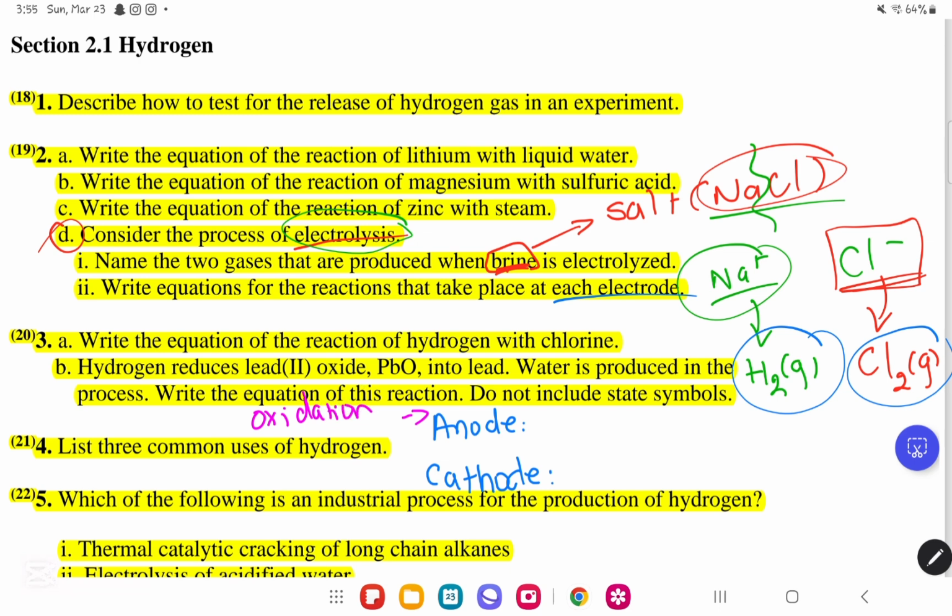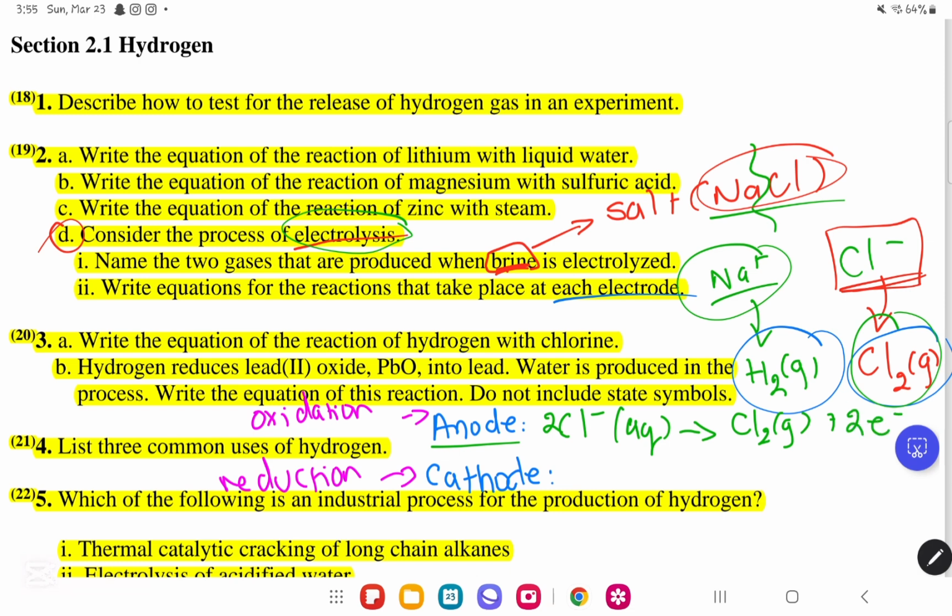And oxidation, it is what? It is the loss of electrons. Whereas at the cathode, it will undergo reduction, and reduction is the gain of electrons. So if we were to write at the anode, what would happen? We know at the anode, the anion will go. What is our anion? Our anion is Cl, okay? So it's going to be 2Cl minus, because it is strong. You remember that it is strong. So 2Cl minus aqueous will undergo oxidation, so it will lose 2 electrons and become Cl2 gas in addition to 2 electrons.